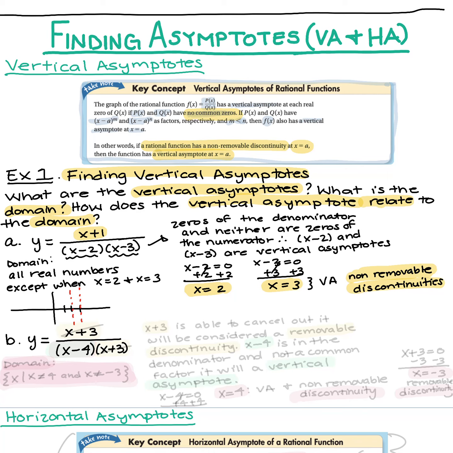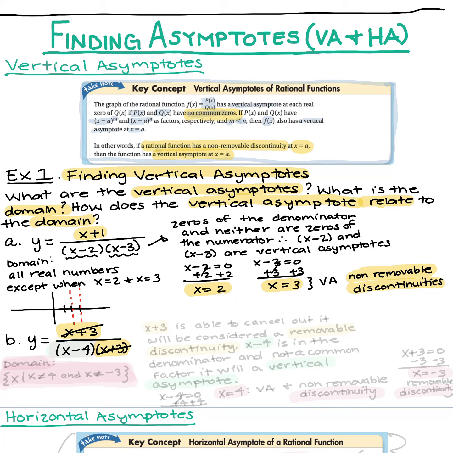Okay, so now let's go ahead and move on to example number 2. So I'm looking at (x + 3) over (x - 4) times (x + 3). Now, one thing here that I do notice is that I have an x + 3 in my denominator, which is also the same as the x + 3 in my numerator. So if we were to cancel out my common factors, then this would be canceled out, right?